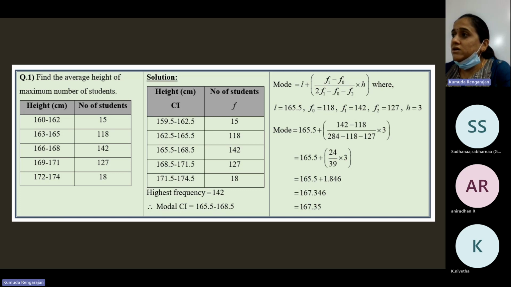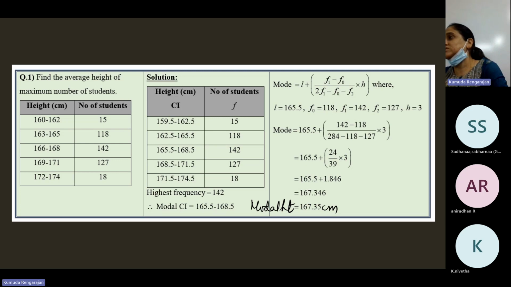And that's why we found the mode. We have no choice. It's not that we can find anything, mean, median or mode. If the question is to find the average height of the maximum number of students, you have to find the modal height only. So this is also called the modal height. Modal height is 167.35 centimeters. That is the height of most of the students. The height of most of the students of the class is 167.35 centimeters. So that's the modal height.